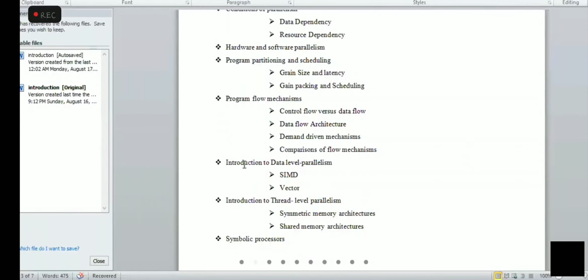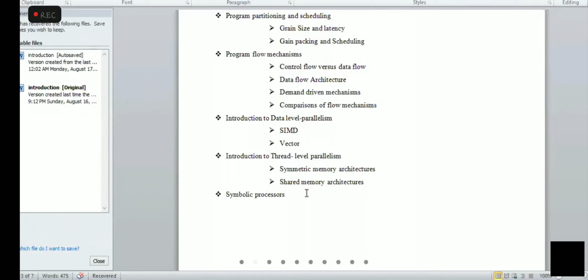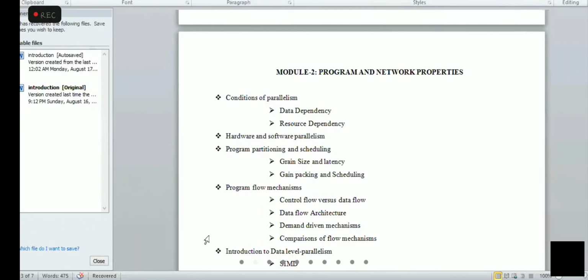Now next is introduction to data level parallelism. In this we will discuss SIMD and vector. Next is introduction to thread level parallelism. In this we will discuss message memory architecture and shared memory architecture. And the last topic is symbolic processor. In this chapter also there is some numerical part which is asked in exams. Now conditions of parallelism, I discussed data dependency and resource dependency. These topics will cover numerical part also.